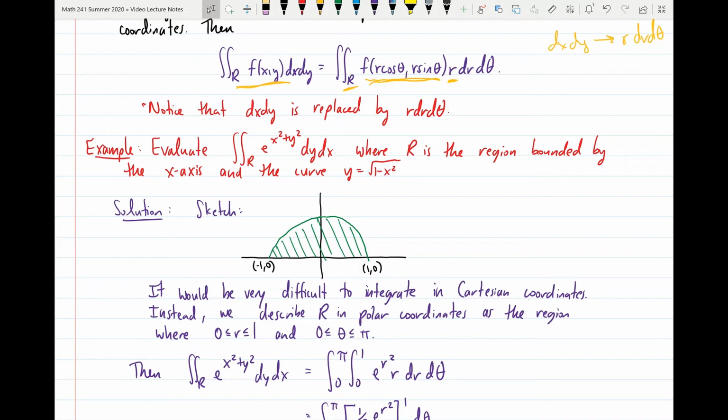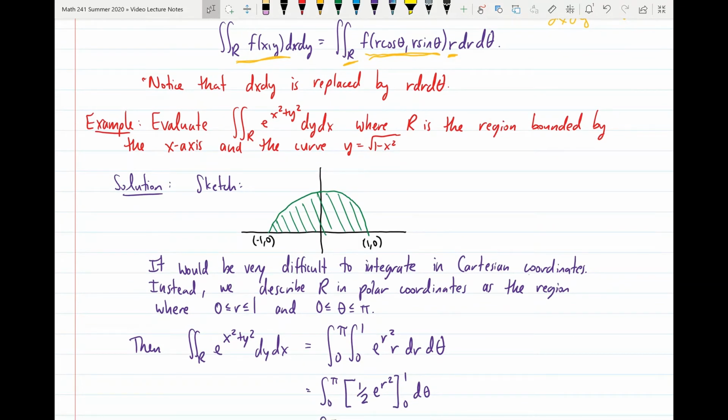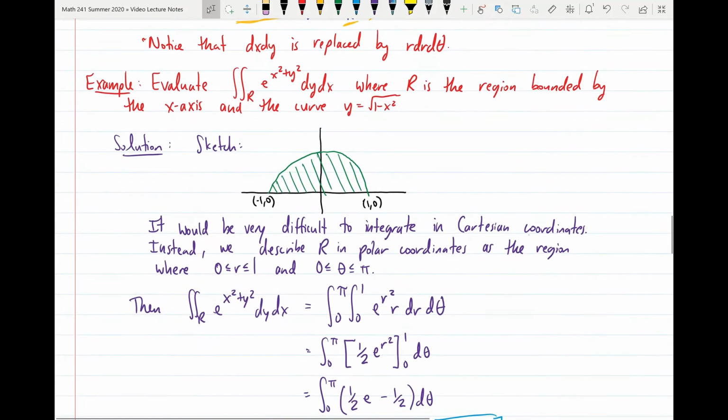double integral. And anyways, R is going to be the region bounded by the x-axis and the curve y equals the square root of 1 minus x squared. Okay, so again, we're going to sketch the region. That's always a good place to start.